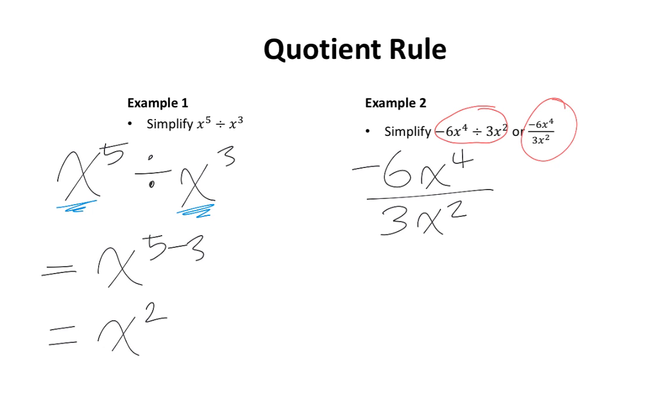First, let's take a look at the coefficients. I have a coefficient of negative 6 and I have a coefficient of positive 3. Since this is division, you need to ask yourself, what is negative 6 divided by 3?